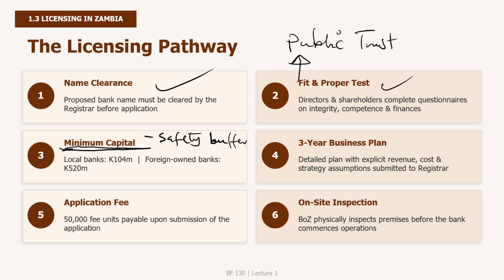So for local banks, we are talking about something around 104 million. For foreign banks, we're talking about 520 million, which is like five times, right?